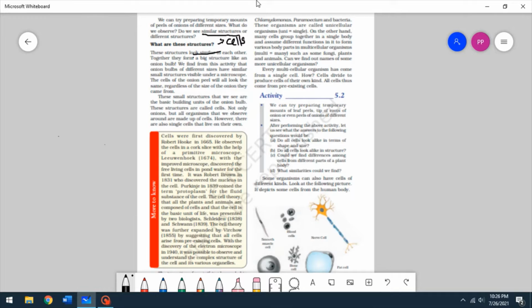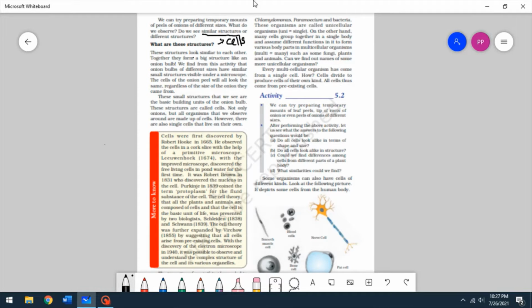They look similar, and together they form a big structure like an onion bulb, right? So if you have small dots, let's say, together if there are thousands and thousands, maybe in the end they form a small circle. So this one circle that I drew has many of these individual dots, right? There are so many. Alright, so together they form a big structure called an onion bulb. So smaller basic units make up a bigger whole shape, or a structure.